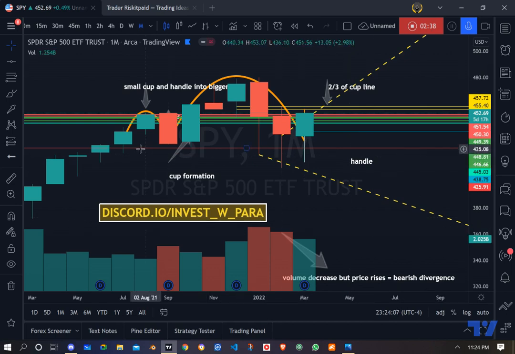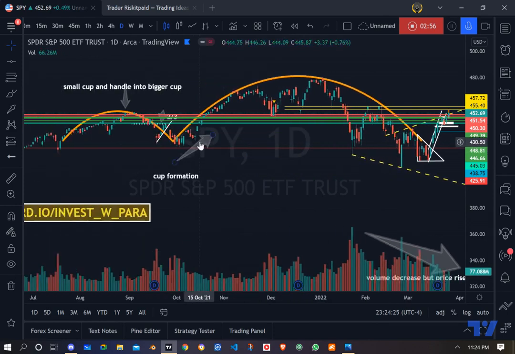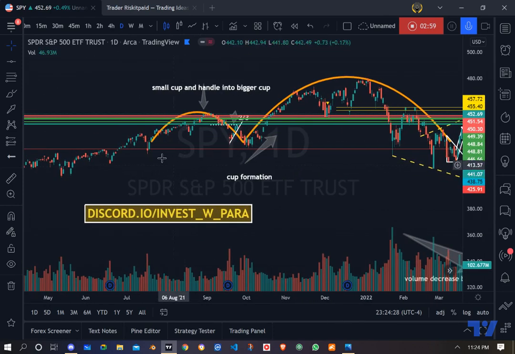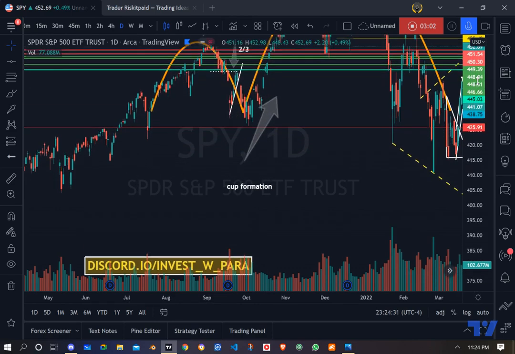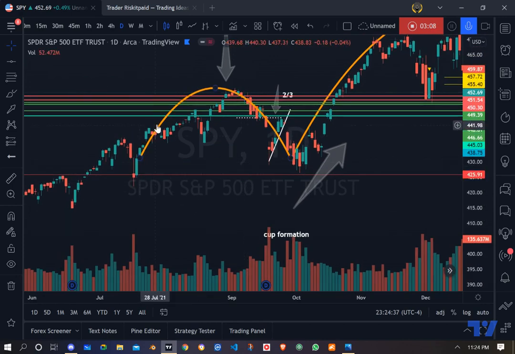This is the monthly, so we'll break down the time scale to see what these actual bars entail. Instead of going to the weekly, I'm going to go straight to the daily, so I can explain where I came up with my analysis from. Right here was the first small cup that formed, and this small cup ends up breaking out into this bigger cup.